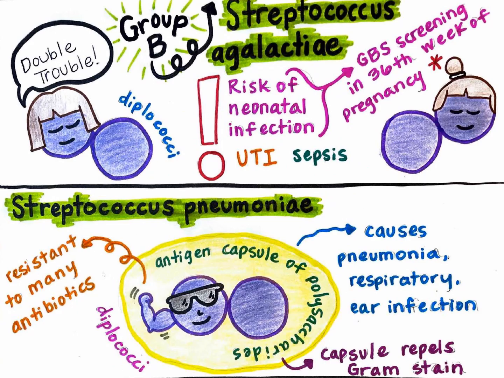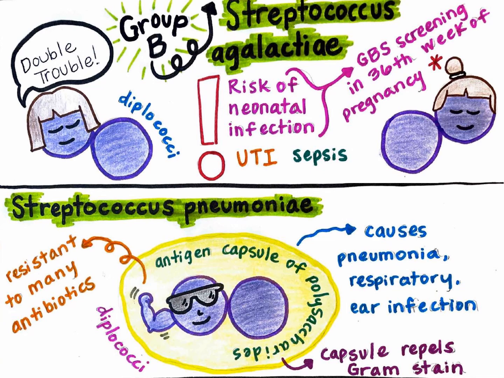Next up is group B, Streptococcus agalactiae. These are typically diplococci, so you'll just see them in those groups of two. This species is the most risk for neonatal infection, UTI, sepsis. So a birthing person may not have any signs or symptoms that they have group B strep, but it can be really dangerous for an infant during birth. And so GBS screenings typically start in the 36th week of pregnancy. And if the birthing person does have group B strep, they're usually given antibiotics about 4 hours before the baby is born.